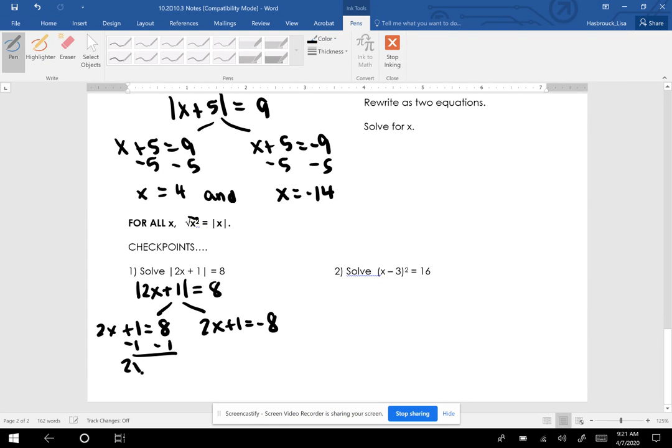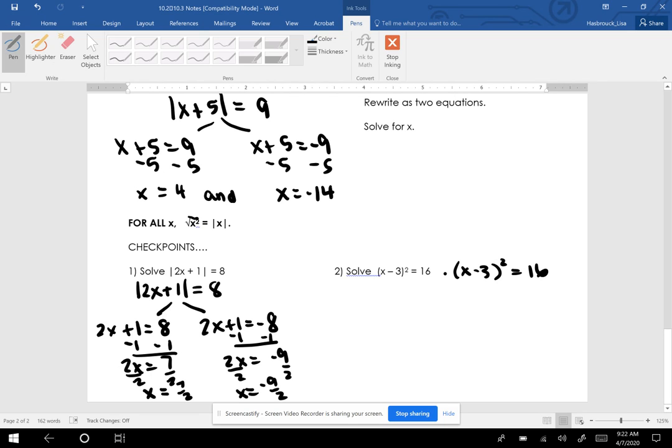So for this first one, I get 2x equals 7, divide by 2. So 7 halves is our answer. And you can leave it as a fraction. For the next one, I subtract 1 as well. 2x equals a negative 9, divide by 2. X equals negative 9 halves. And we're done.